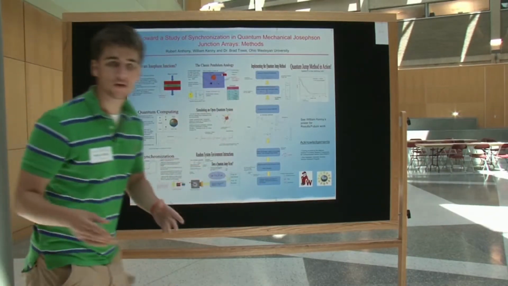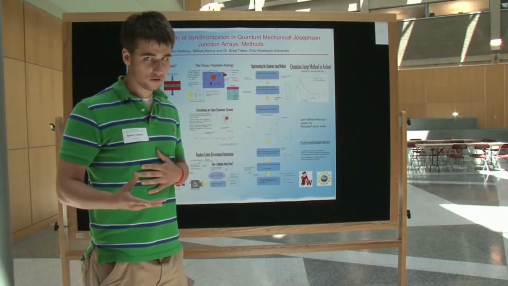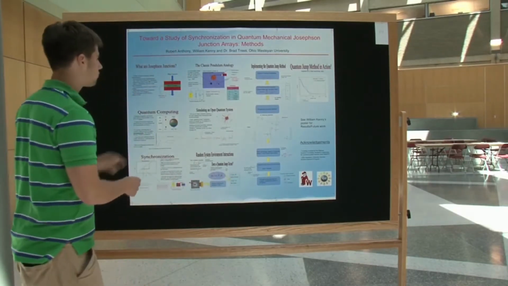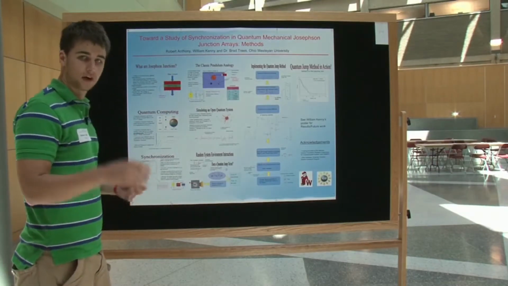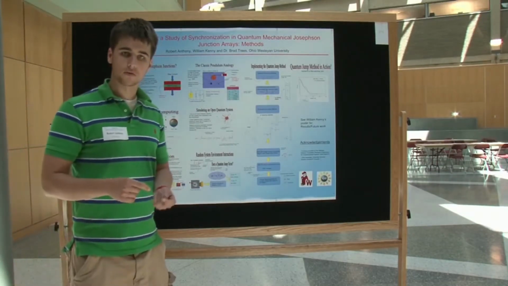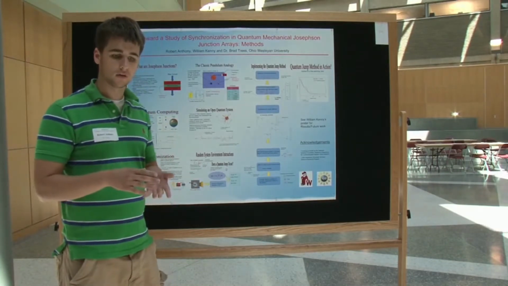So the first thing the viewer may be wondering is, what is a Josephson junction? Well, a Josephson junction is two superconductors with a non-superconductor sandwiched in between them. And these are very small. They're nanometers to micrometers on scale.